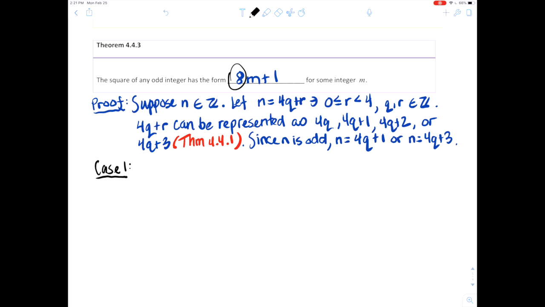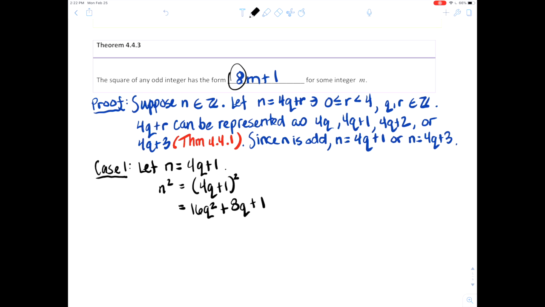Okay, so case 1, right? Let n equal 4 times q plus 1. So if we square both sides, do you see we'll have n squared is equal to quantity 4q plus 1 squared. Well, if I complete out the square of that binomial sum, I will get 16q squared plus 8q plus 1.